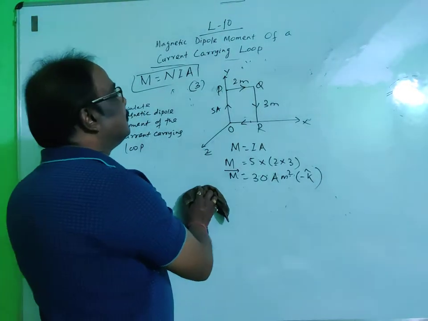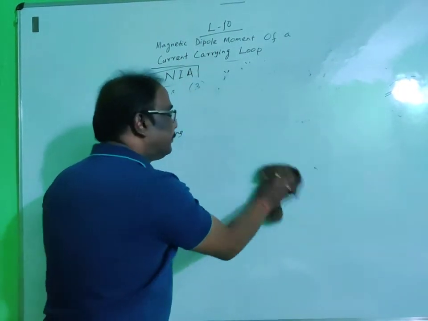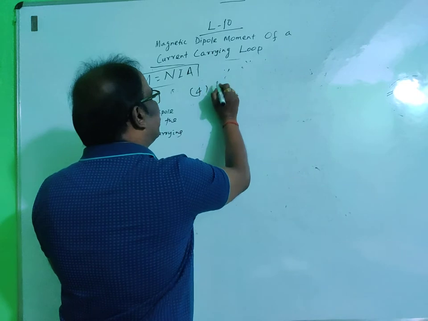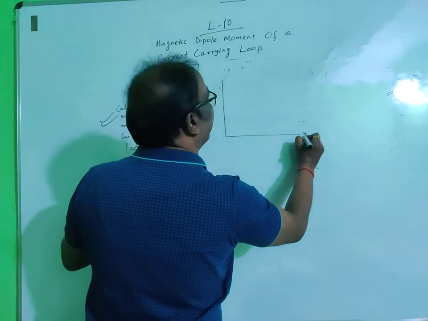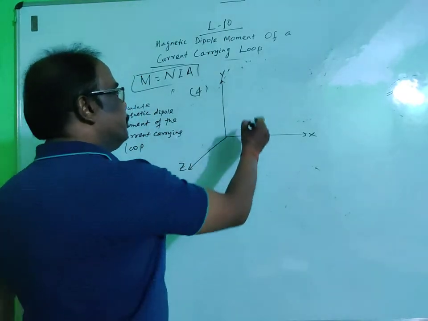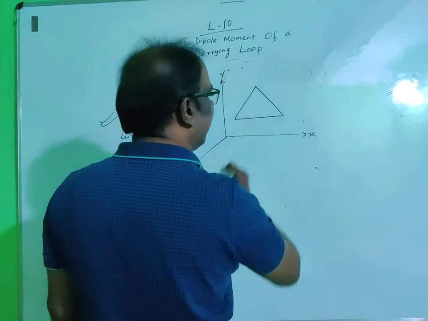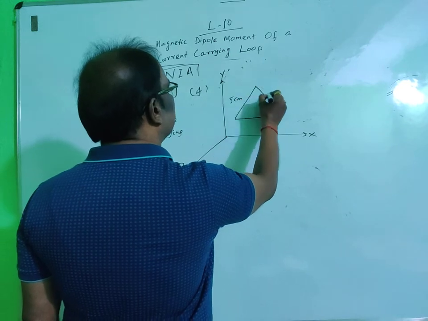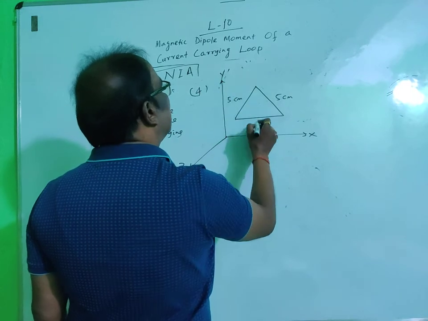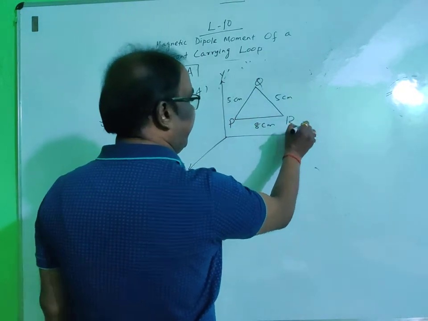Then another question, similar to this. Okay. Question number 4. Again I am taking the xy plane, x-axis, y-axis, and this is the z-axis. Suppose it is given a triangle. Okay. This side is 5 centimeter, this side is 5 centimeter, and base is, let's say, 8 centimeters. P, Q, R.